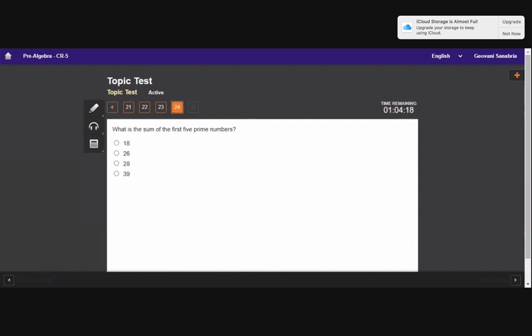So that's the first 5 prime numbers: 2, 3, 5, 7, and 11. Because there's 5 of them, you add them all together. 28. That's correct. Yep.